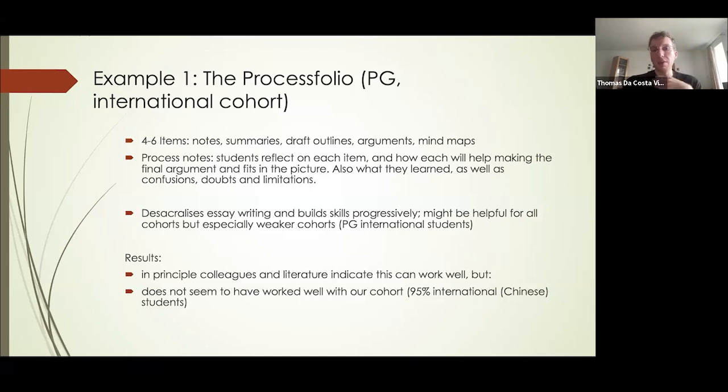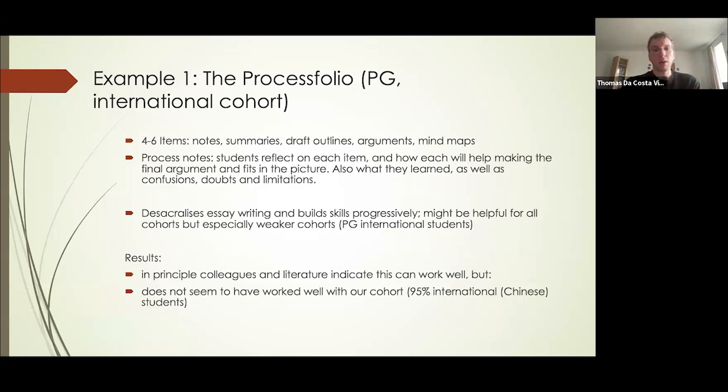And I believe it's a really good assignment regardless of the cohort. It might be good, especially for weaker cohorts, if I may use that term, and cohorts that are not used to essay writing for any reason, especially if they come from abroad. And the idea is essentially you work with students throughout term, and it should be accompanied with support throughout. The result, in principle, we know from the literature and colleagues around the country that this is an assignment that can work really well. And I think for AI use, it can mitigate AI use.